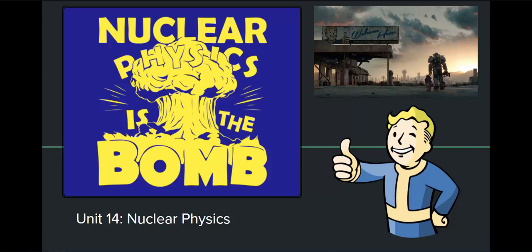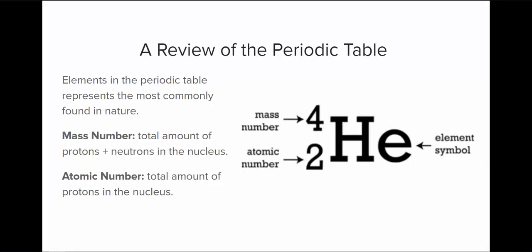So let's talk about this. In order to understand things like atomic bombs and all of this, we got to start simple. A lot of these things that we're going to start with, you should know from your chemistry class. And if you know them, great. If not, then you should write this stuff down because it's critical knowledge that you need going forward. To start off with, we have a review of the periodic table.